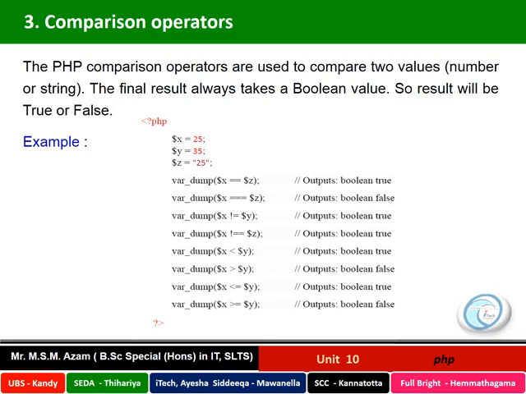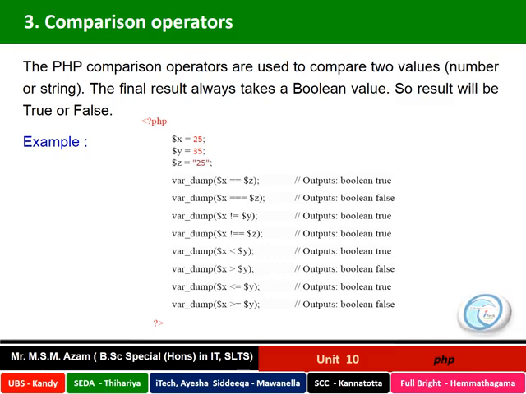Next, var_dump($x < $y). The value of x is 25, the value of y is 35. Therefore, 25 less than 35 means boolean true, because 25 is less than 35. Next one, $x > $y. The value of x is 25, the value of y is 35, but it's not true. Therefore, it returns boolean false.